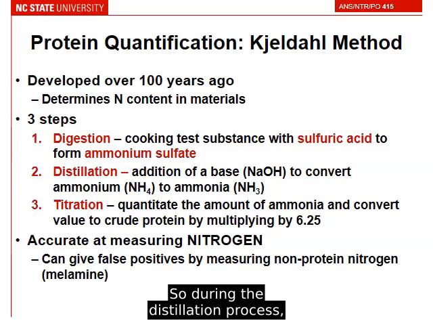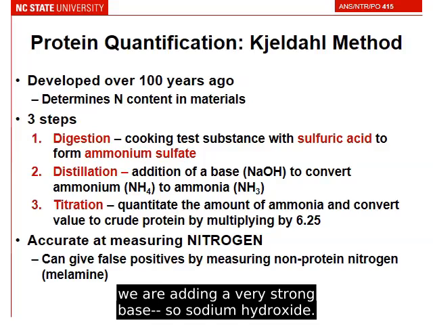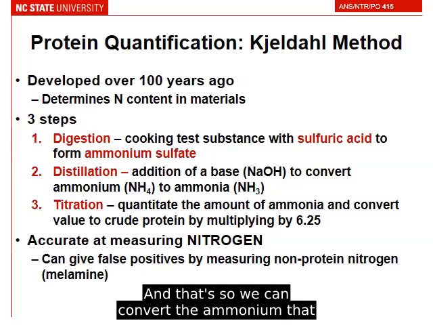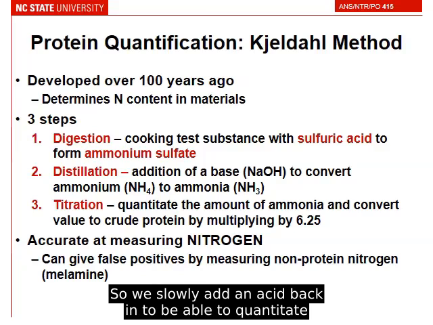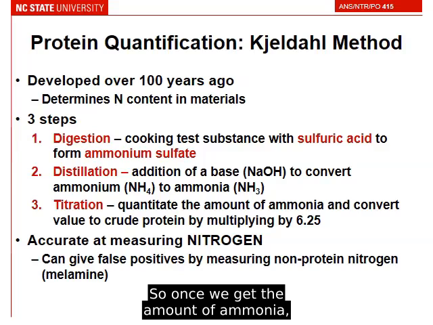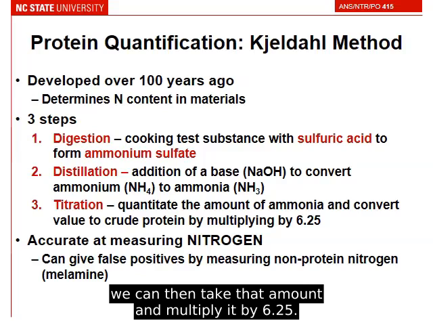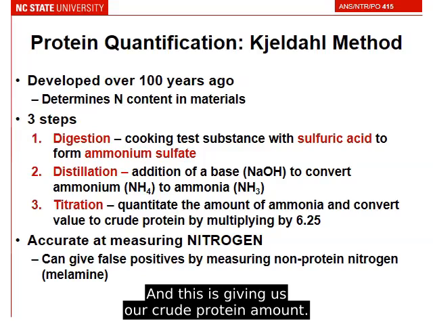During the distillation process, we are adding a very strong base, sodium hydroxide, so we can convert the ammonium that was formed with the sulfuric acid to ammonia. And then finally, we titrate that out. We slowly add an acid back in to be able to quantitate the amount of ammonia. Once we get the amount of ammonia, we can take that amount and multiply it by 6.25. And this gives us our crude protein amount. So it's crude protein.